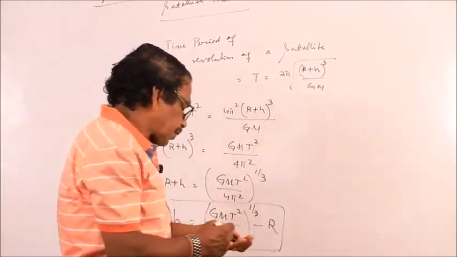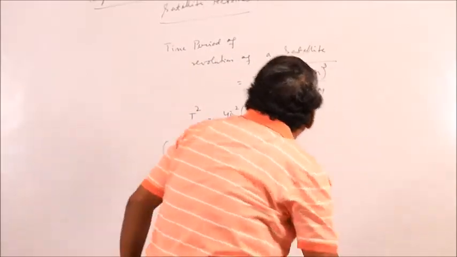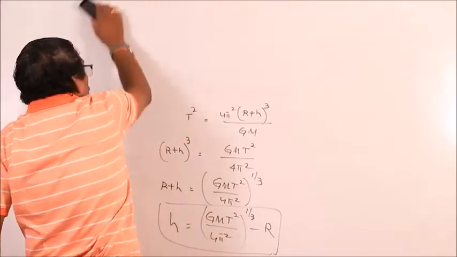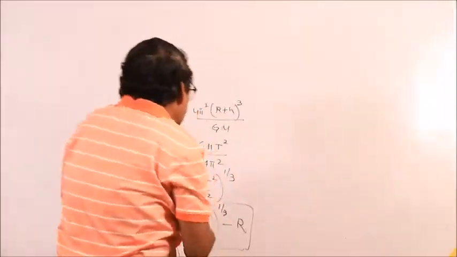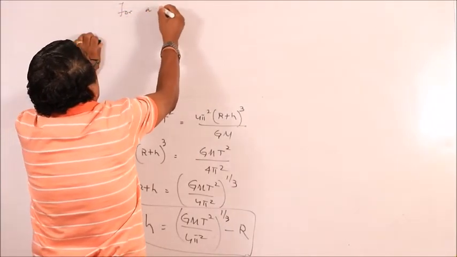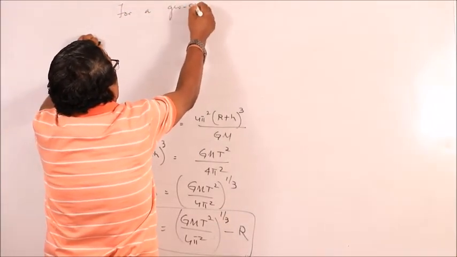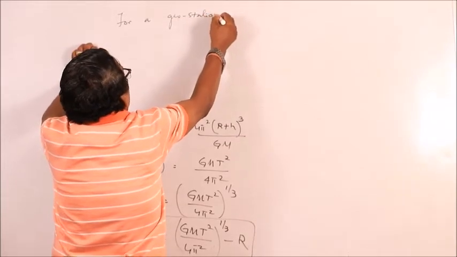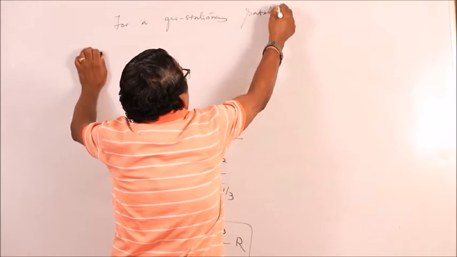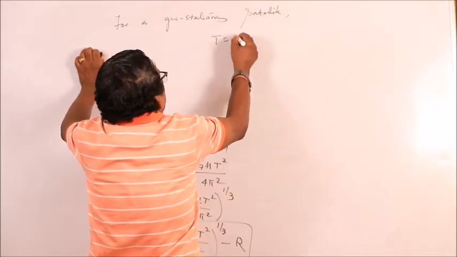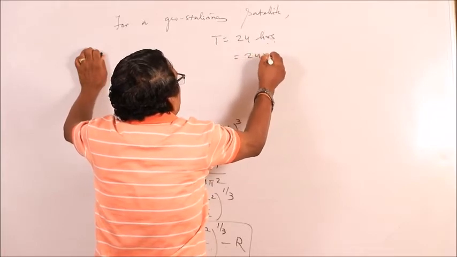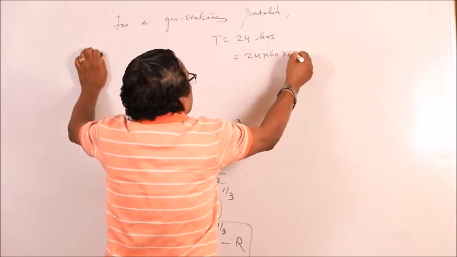So, this is the height for a satellite. For a geostationary satellite, this time period T will be equal to 24 hours. For a geostationary satellite, T is equal to how much? 24 hours. That is equal to 24 into 60 into 60 seconds.